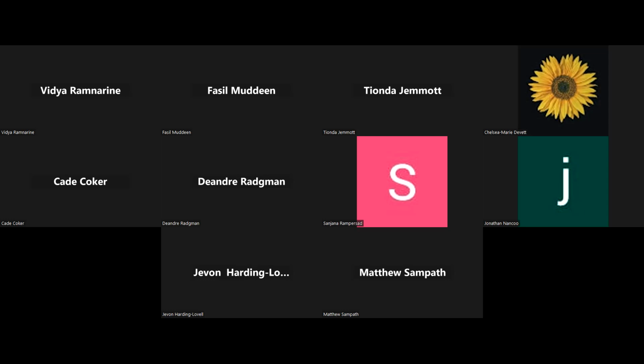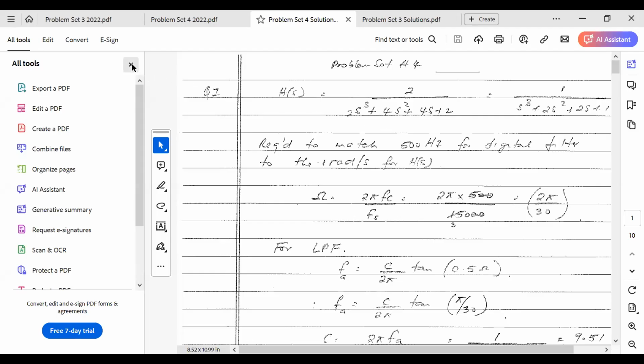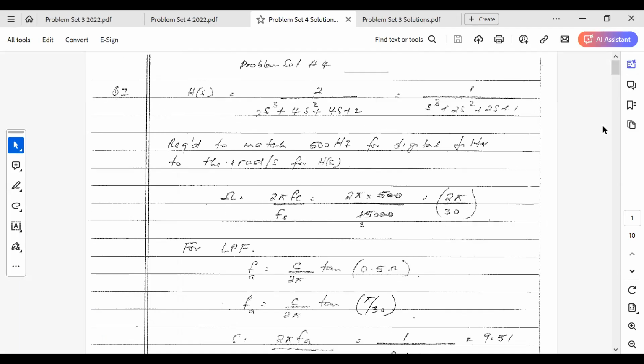These are just sort of general revision, and then you go to the past papers after. So let me see problem set 4. Where's 4? Right, there we go. Right, so problem set 4 now. This largely had to do with the bilinear transform, the impulse invariant, and so on.